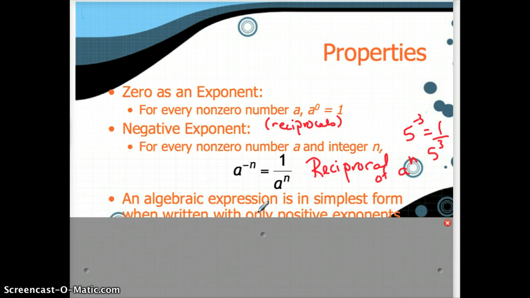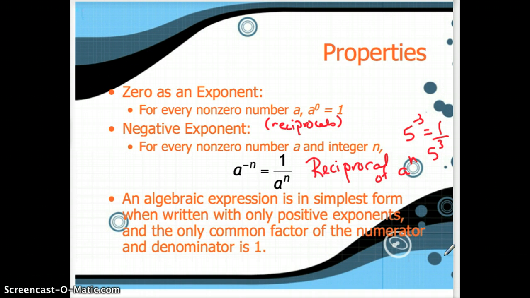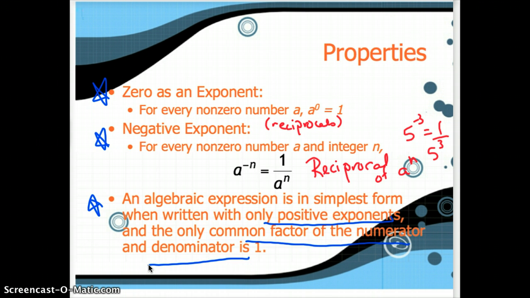What we're going to be working on today is getting algebraic expressions simplified in simplest form. I would highly encourage you to write this part down. Well, all of these. You definitely want them in your notes. An algebraic expression is in simplest form when written with only positive exponents, so you cannot have negative exponents in there at all, and the only common factor of the numerator and the denominator can be 1. Just like you can't have 4/6, you have to reduce that to 2/3. So we're going to have to make sure that there's no common factor in the numerator and denominator other than 1.